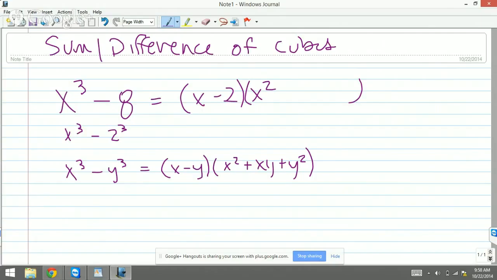Okay. What is y in place of 2? Okay, so x is the same, so we'll just leave the x's. But we're going to put a 2 in for every y. So it's x minus 2, x squared plus 2x plus 4. That's called the difference of 2 cubes. Yeah, you're factored now. Okay, so you can't. It's not factorable.